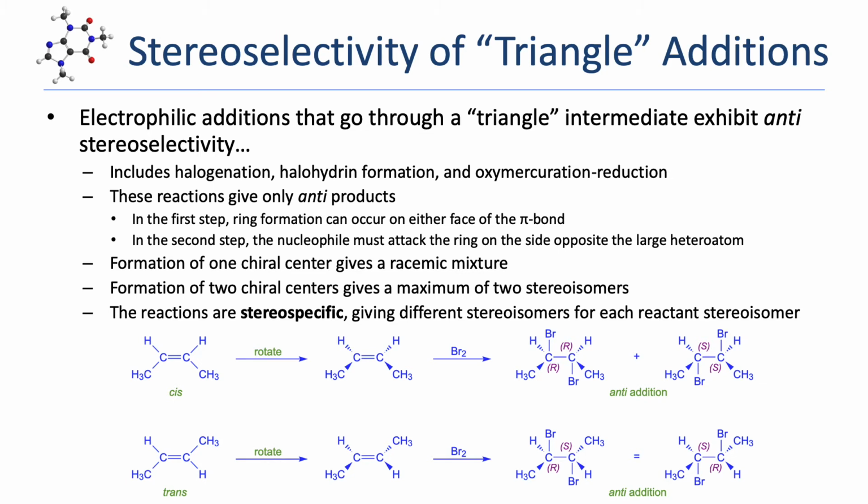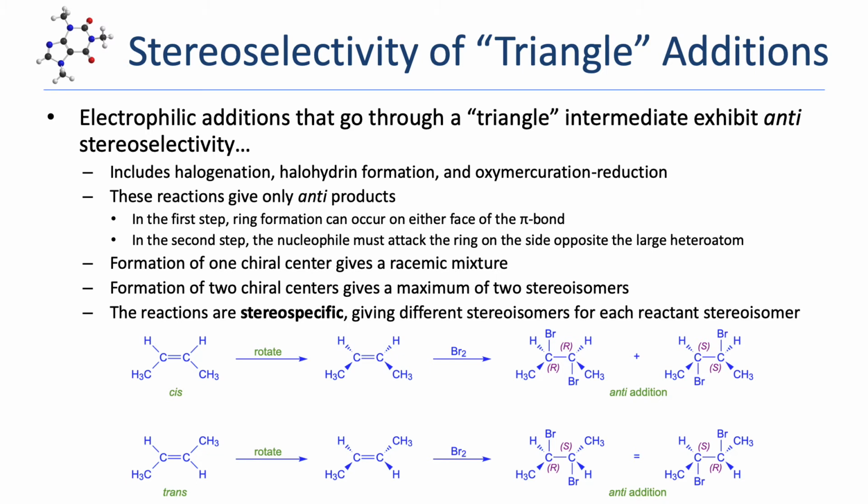pointing in opposite directions. So on one product, we have the bromine on the left pointing up and the bromine on the right pointing down, and on the other product, we have the bromine on the left pointing down and the bromine on the right pointing up. This gives us the two product stereoisomers with the stereochemistry explicitly drawn using dash wedge projections. And in this case, we can see that we have the RR and SS enantiomers.